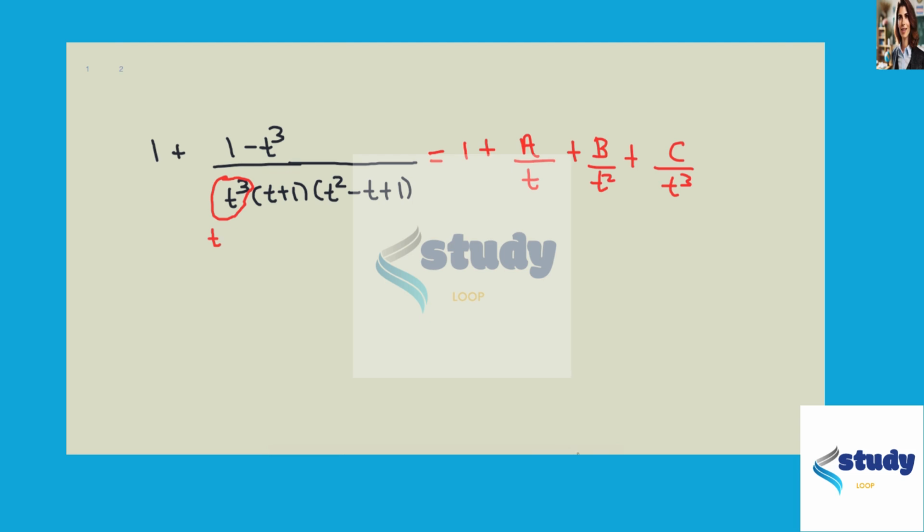Then the next term, corresponding to t plus 1, this is just a case 1 term, non-repeated linear factor. So we'll have another constant over t plus 1. And then finally, this quadratic over here that did not factor. This is what the book calls case 3. And so we have Et plus F by the formula given in case 3. And sorry, that should not be an x up there. That should be a t, because that's our variable. So it should be a t there. Et plus F.